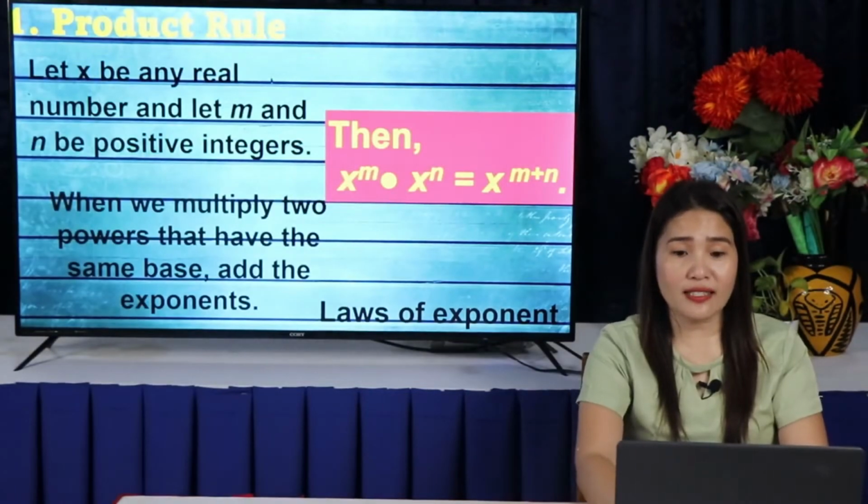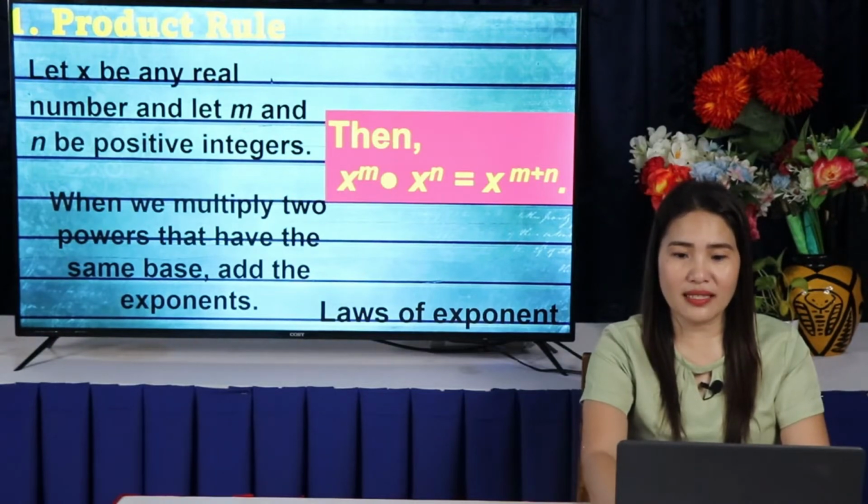Now let us learn the concept of laws of exponents that explains how it is applicable in simplifying algebraic expressions with integral exponents. First, we have the so-called product rule. Let x be any real number and let m and n be positive integers. Then, x raised to m times x raised to n is equal to x raised to m plus n. When we multiply two powers that have the same base, add the exponents.